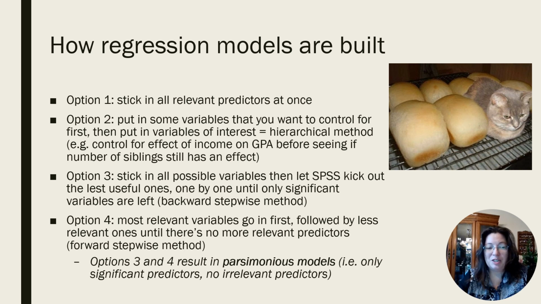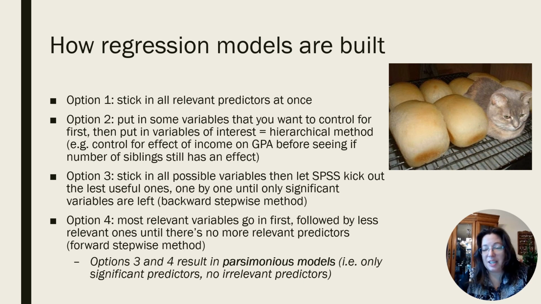So option one would be just to stick in all the relevant predictors at once and see what's significant and what's not. We tend to do this when we're looking at exploratory research questions where we just don't know enough about what's happening. Option two would be to put in some of the variables that you want to control for first, and then put in the variables of interest. This is known as the hierarchical method. So we want to control usually for things that we can't change, like number of siblings, before we start controlling for the things that we could change, like stress in school and the impact on GPA.